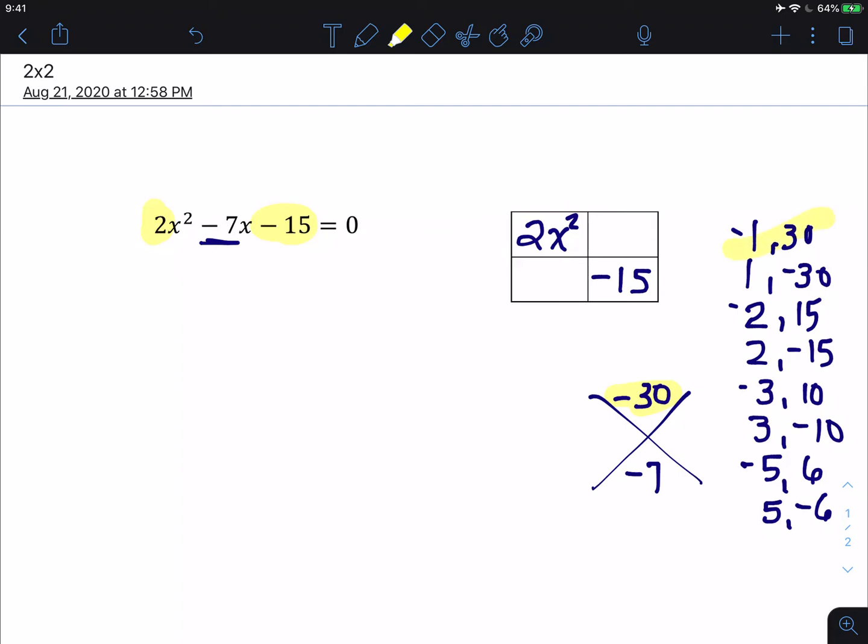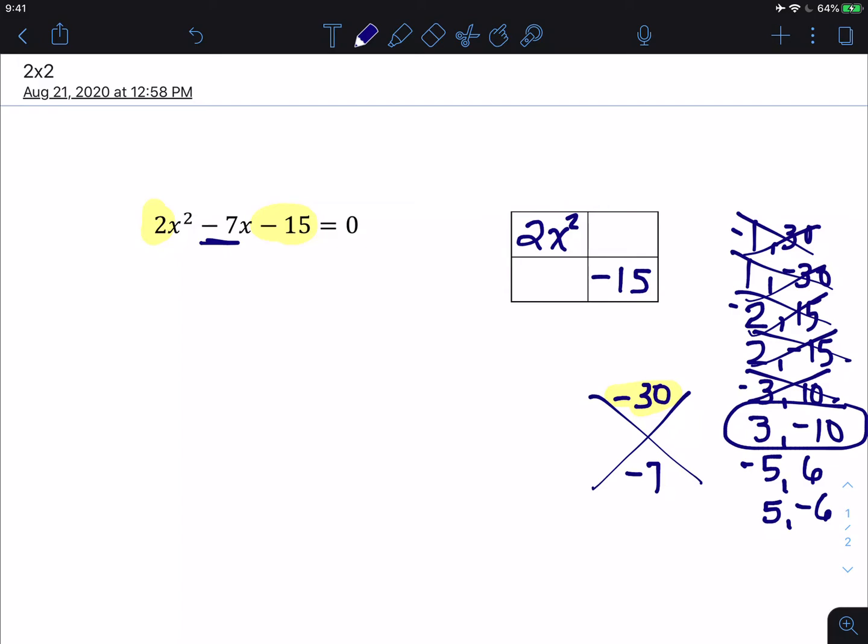So it's not going to be this one. It's not going to be 1 and negative 30, because we combine those to get negative 29. These would give us positive 13. These would give us negative 13. This pair would give us positive 7. This is our pair that gives us a combined sum of negative 7. So that's going to be the magic pair that we use.